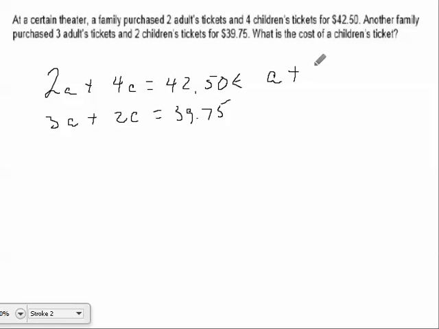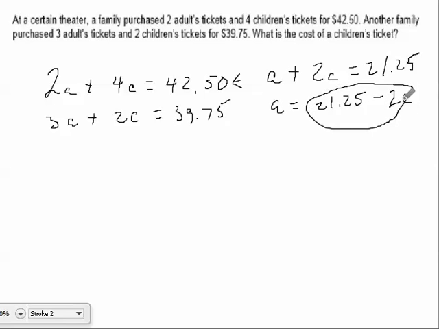A plus 2C is equal to 21.25. What did I do? I divided by 2. And so A is equal to 21.25 minus 2C. I can now take this and put it into this equation here for A. 3 times 21.25 minus 2C plus 2C equals 39.75.